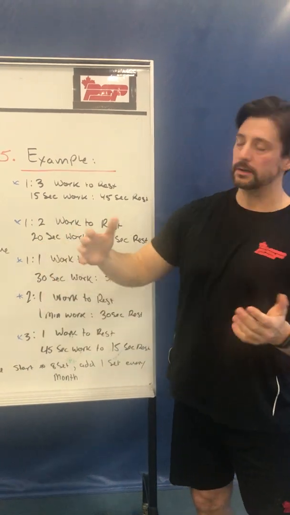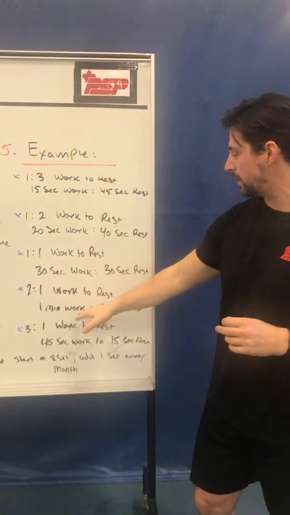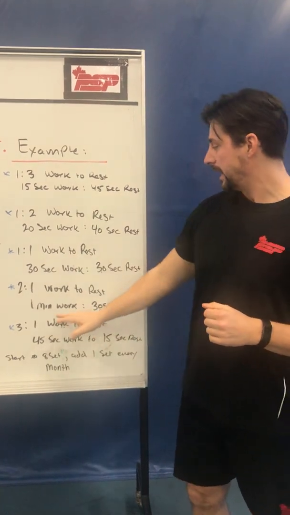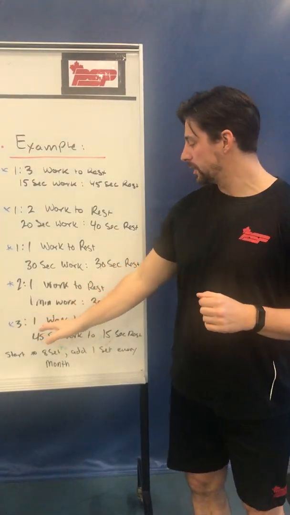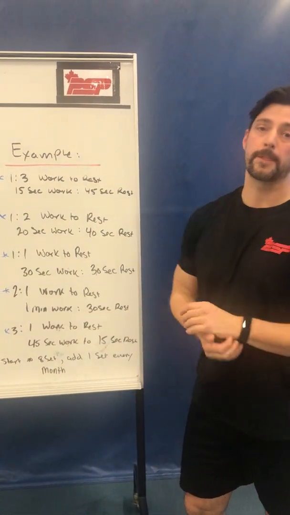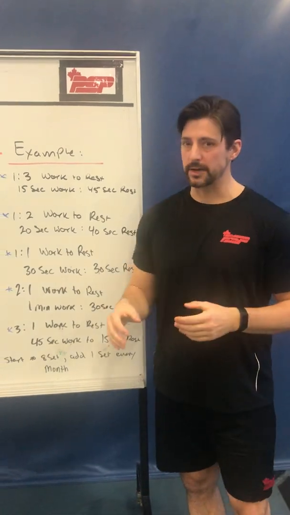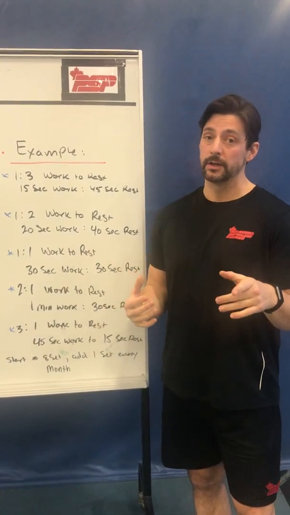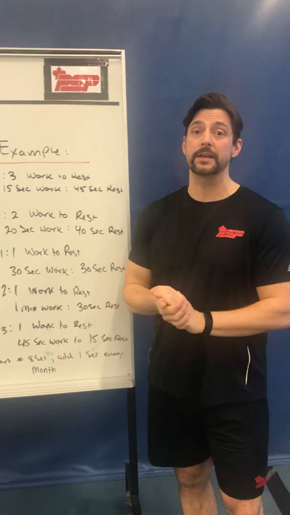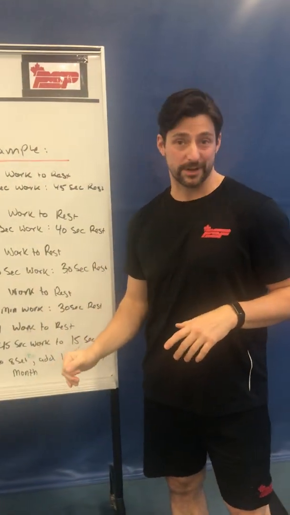Then we're going longer duration in the work interval. A 2 to 1 would look like a 1-minute work to a 30-second rest. And then finally, a 3 to 1 would be something like a 45-second work to a 15-second rest. So that gives you a basic outline of how you would progress anaerobic training. Now look out later this week for an example program using this exact method of progressing.